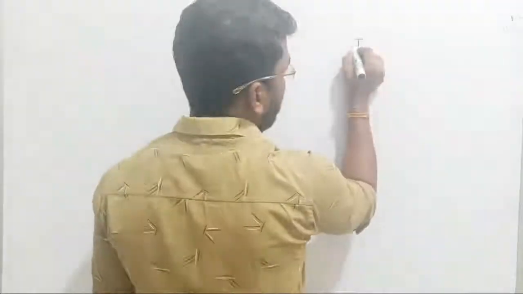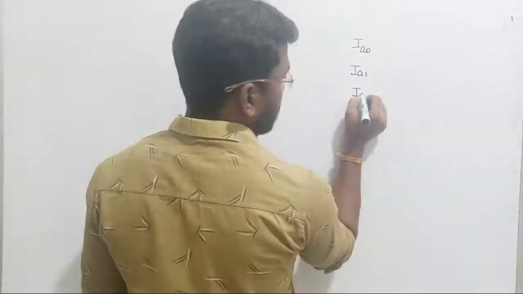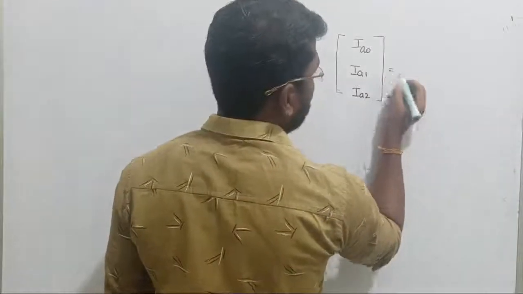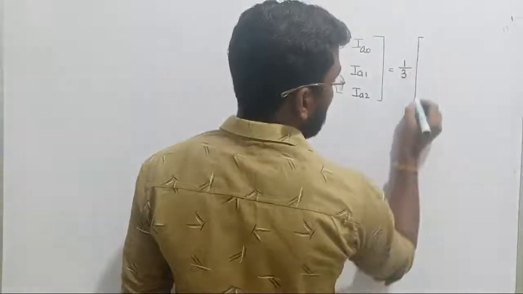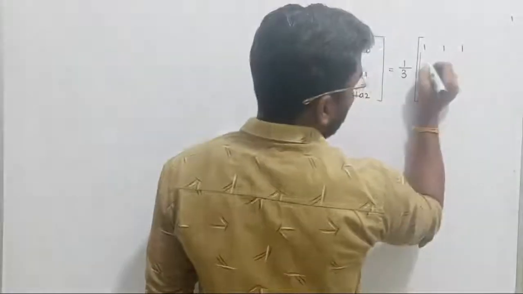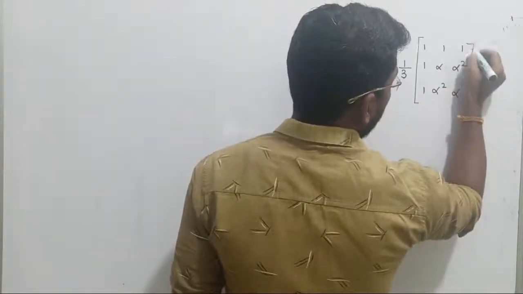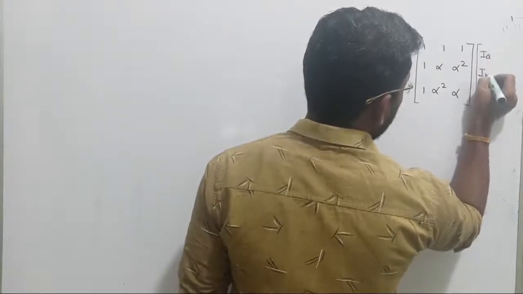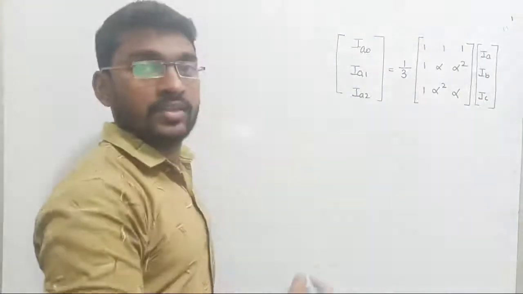For that, we already brought up the relation for IA0, IA1, IA2. I wrote the general relation, and I told you to please write this equation for both voltage and current. The positive, negative, zero sequence components can be written as 1 by 3 into the matrix, the relation between sequences and the phases: 1, 1, 1; 1, alpha, alpha square; 1, alpha square, alpha; into phase A current, phase B current, phase C current. That is what we have observed.